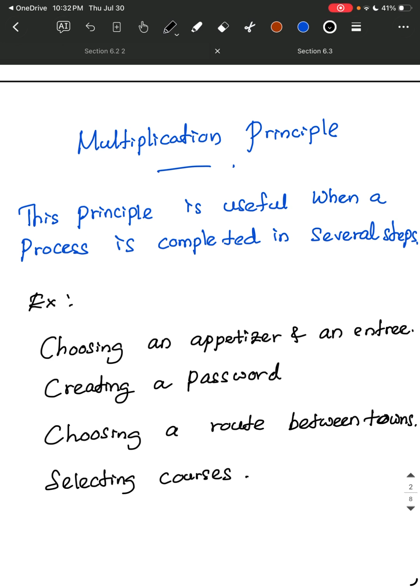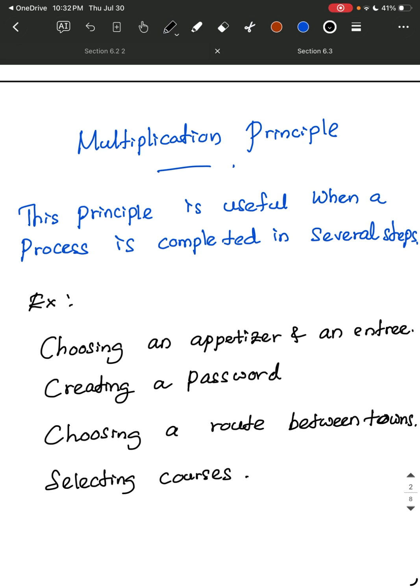Also, the second example, creating a password. It says 8 characters, one numerical character, one special character, and a capital letter. There are a lot of ways that we can create that password. Also, choosing a route between towns. Think about we have 3 towns A, B, C. There are 2 ways to go from town A to town B, and there are 3 ways to go from B to C. That means we can select different routes to go from A to town C.